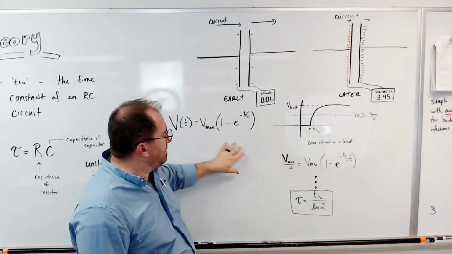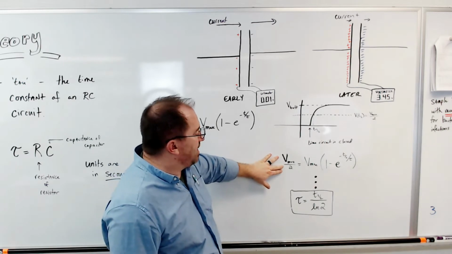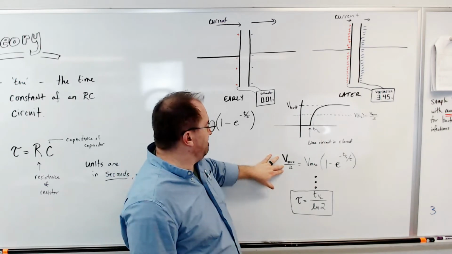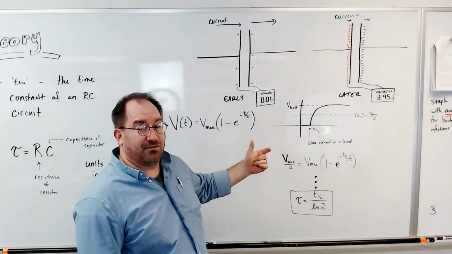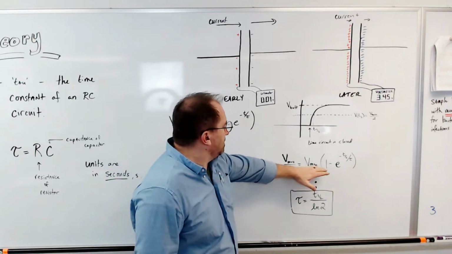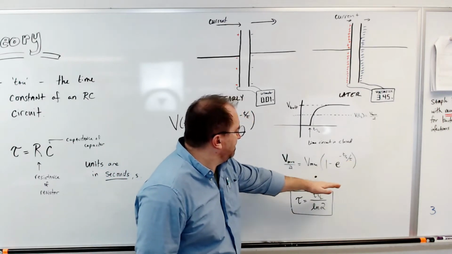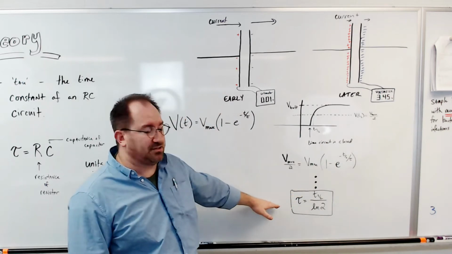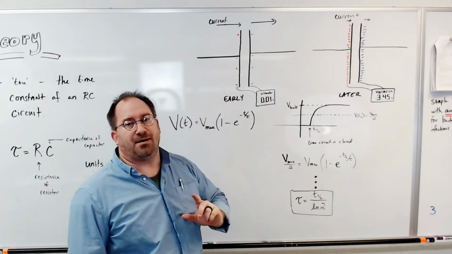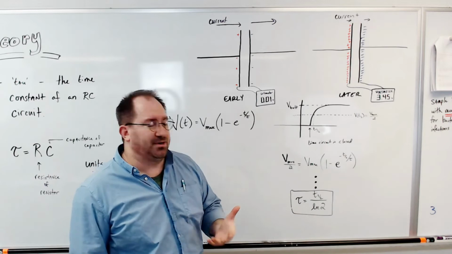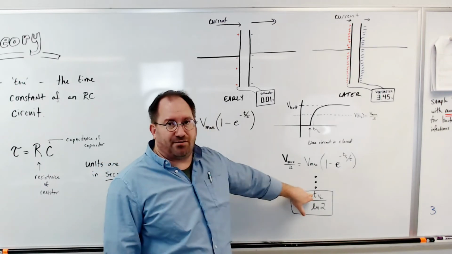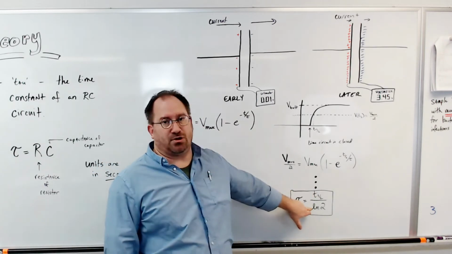When we simplify it down, Vmax divided by 2 is what the voltage is at the half time, which we call the half-life of the circuit. We plug those in, go through the algebra, and we arrive at this expression that says that the time constant of the circuit can also be determined if you know the half-life of the circuit, divided by the natural log of 2.